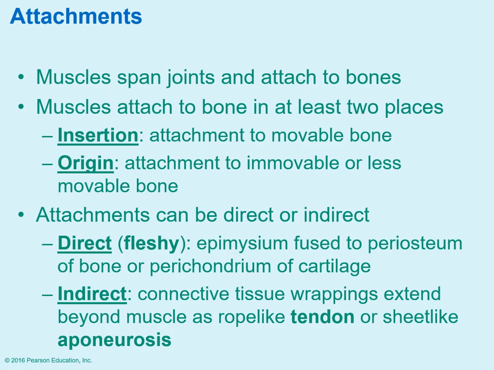Now, those attachments can either be direct or indirect. If it's direct, the epimysium fuses with the periosteum of the bone or with the perichondrium of the cartilage. If it's indirect, then you have connective tissue wrappings that extend beyond the muscle as a tendon.